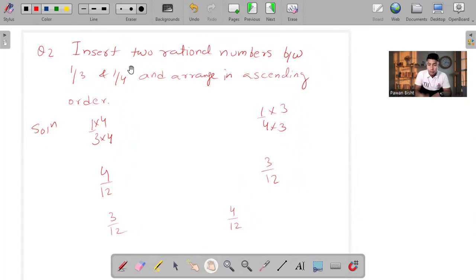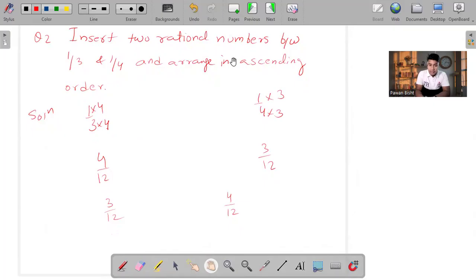You multiply numerator and denominator by one greater number. Like if it is written 2, you multiply numerator and denominator by 3. If it is written 3, you multiply numerator and denominator by 4. If it is written 4, you multiply numerator and denominator by 5. So we multiply numerator and denominator by one greater number, right? So here you have to insert two rational numbers, right? So we multiply numerator and denominator by 3.